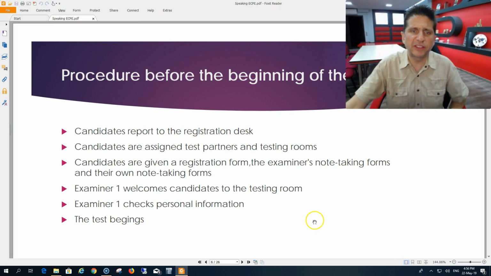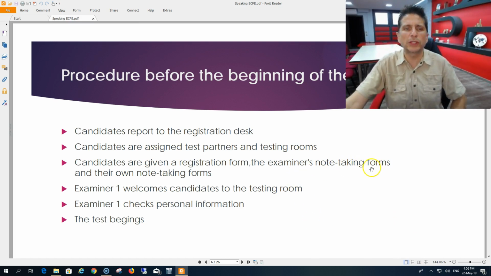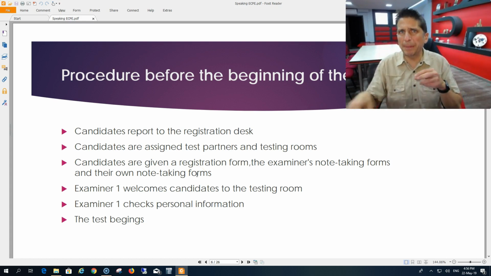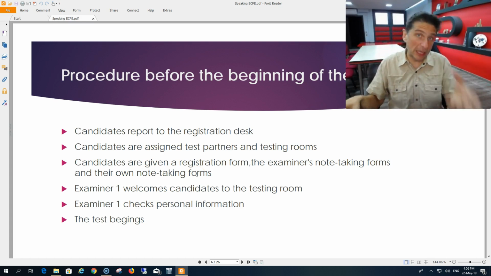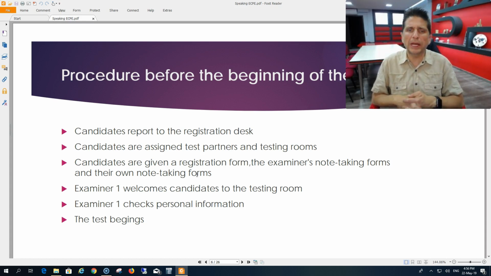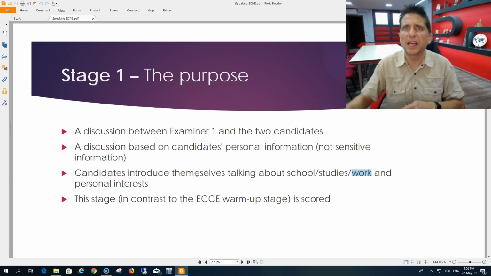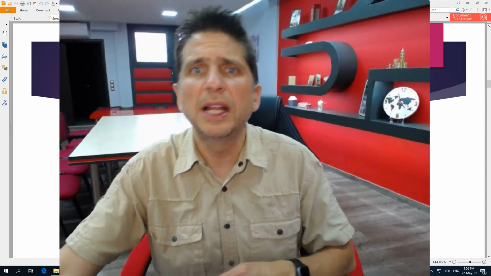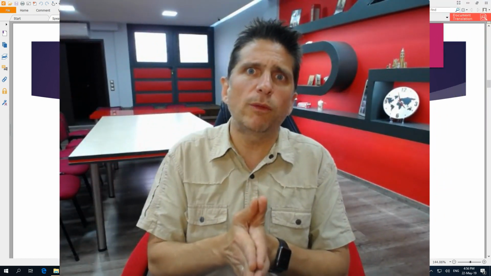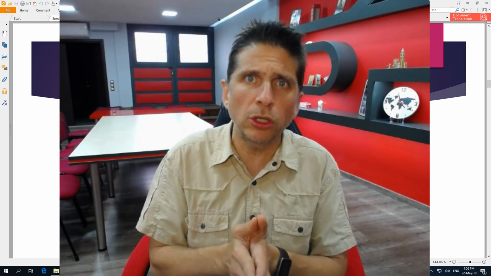Candidates are given a registration form, the examiners' note-taking forms, and their own note-taking form. These are papers that the examiners and the candidates will be using throughout the test. Examiner 1 welcomes candidates to the testing room, and then, after checking the personal information, the test begins, and we reach stage 1. That's all about the overview of the speaking examination.